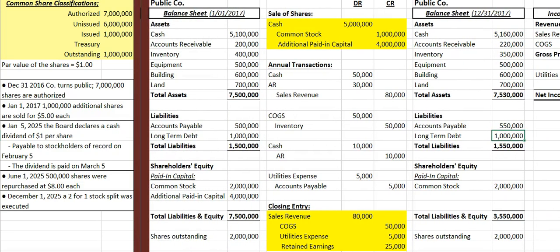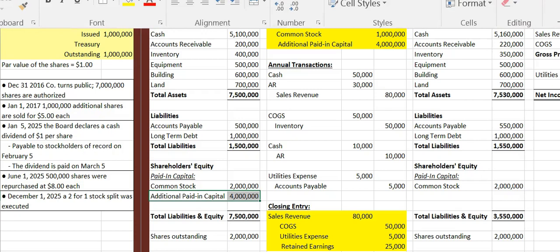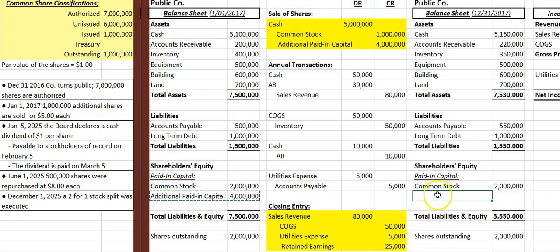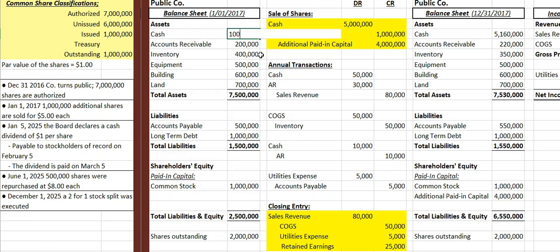So, and I probably should have put this transaction over here. Let me put that transaction over here. Okay, let me go ahead and put it over here. I'll bring this back to the 500,000. Okay, so this is what we had with 1 million shares outstanding.